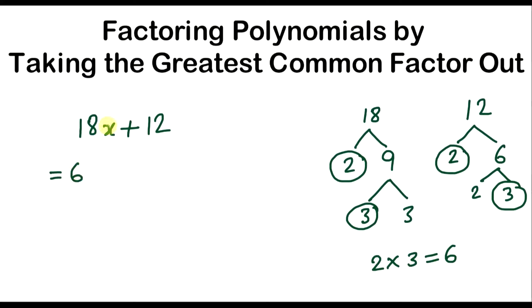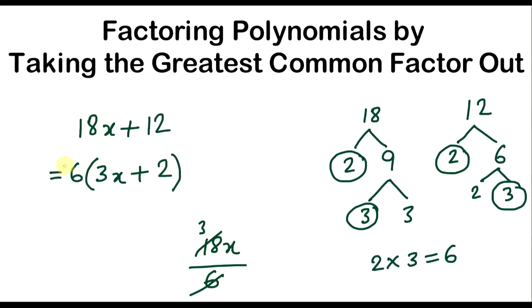We have x in the first term, but we do not have any x in the next term. So we cannot take x as common. Now what we have left here: you will divide 18x by 6. If you divide, you will get 3 and x remains. So 3x for the first term. Next term, if you divide 12 by 6, you will get 2.